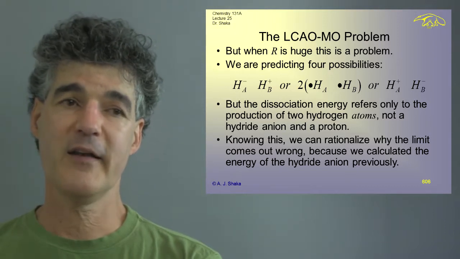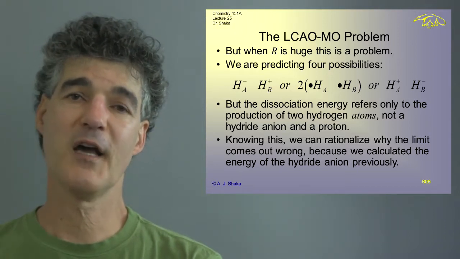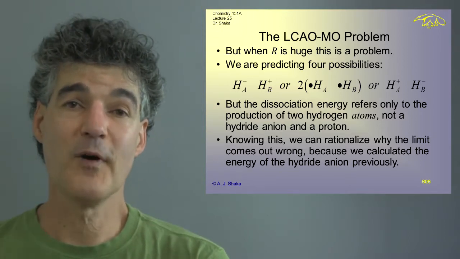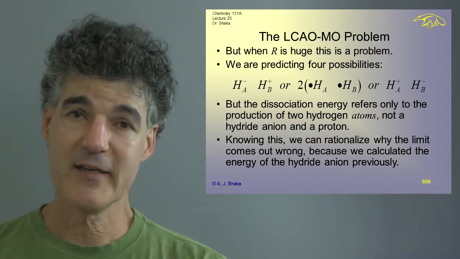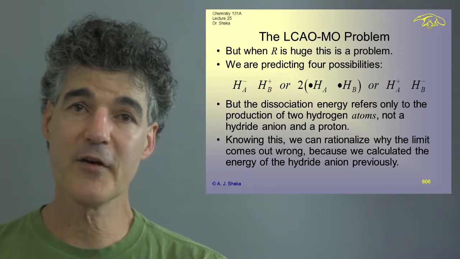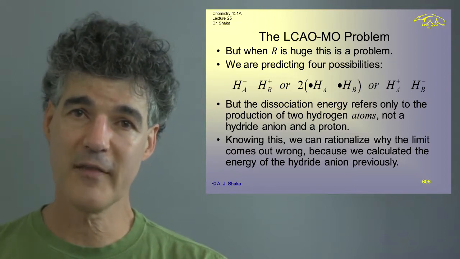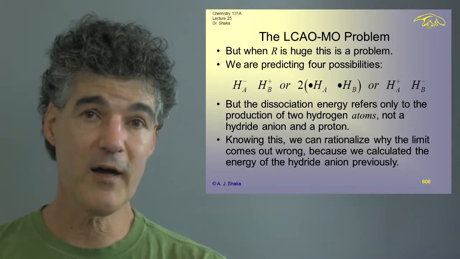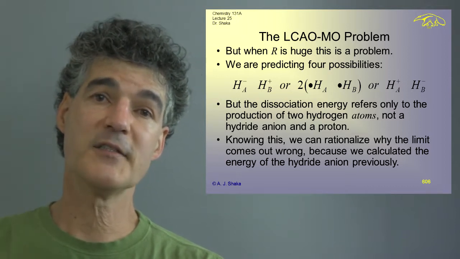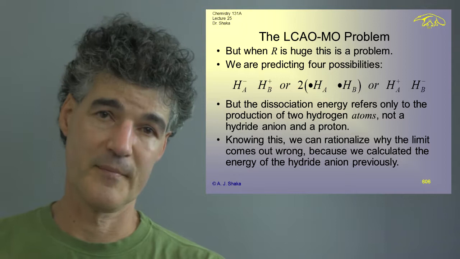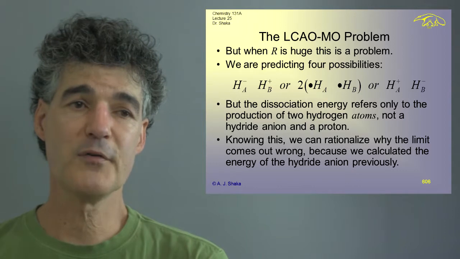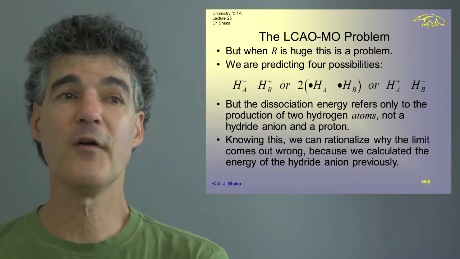But if we know that, then we can rationalize why the limit comes out wrong, and the way we can do that is, well, we sort of had the foresight, you might even think it's planned, to calculate the energy of the hydride anion earlier on. So we can go back to our notes on that, and we've got that down pretty well. So we can take that. The energy of a bare proton at infinity, at rest, has no electrostatic energy at all, because the potential energy is 0 and the kinetic energy is 0. It's just a bare proton. And so we can figure out what's going on.